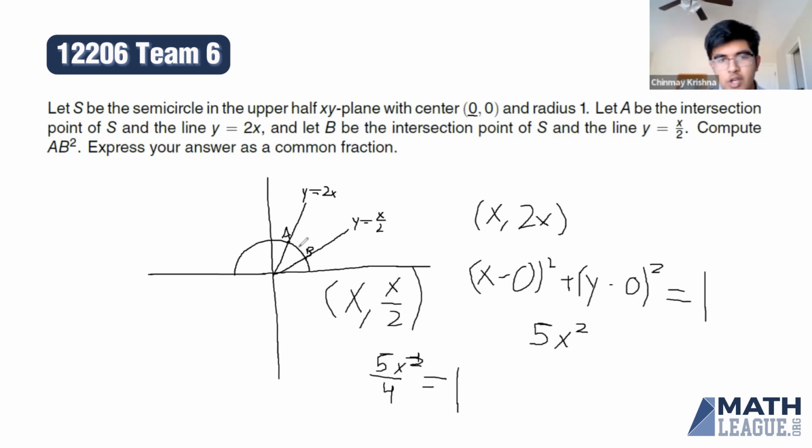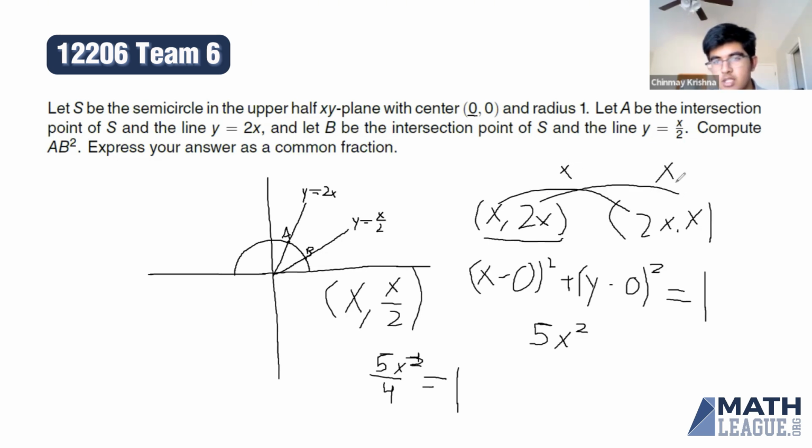And so we're trying to find the distance. What we can notice is that the x and y coordinates for these 2 points would be swapped. So if this is x comma 2x, the other one would be 2x comma x. We're trying to find the distance squared, so we can find the difference in each coordinate and sum the squares of those. The difference in the x values is just x, and the difference in the y values is also x. So if we sum the squares of those, we get 2x squared. So 2x squared is equal to the distance AB squared.